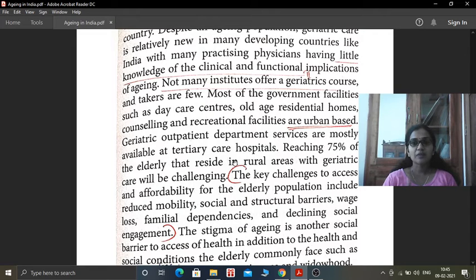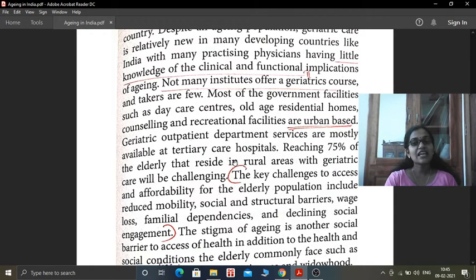Geriatric outpatient department services are mostly available in tertiary care hospitals. We can categorize the hospitals as primary, secondary, tertiary, etc. Geriatric outpatient treatment department services are not available in all the hospitals. Only in a few hospitals it is available. Reaching 75% of the elderly that reside in rural areas with geriatric care will be challenging. So, taking care of the elderly people in the rural area is the greatest challenge that we are facing nowadays.